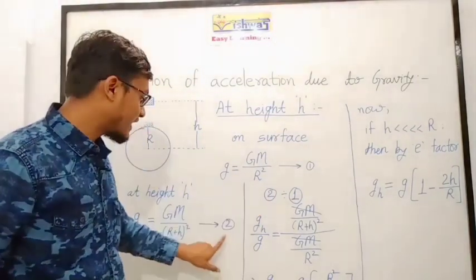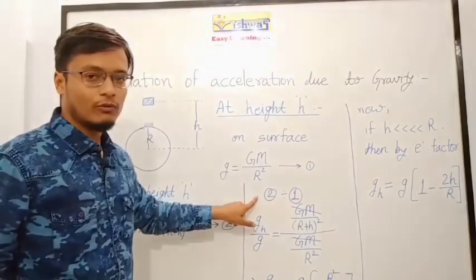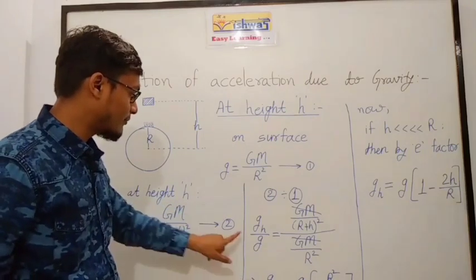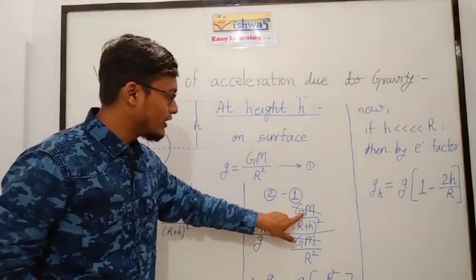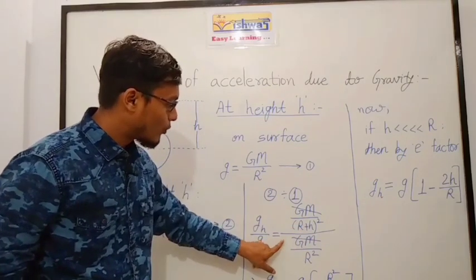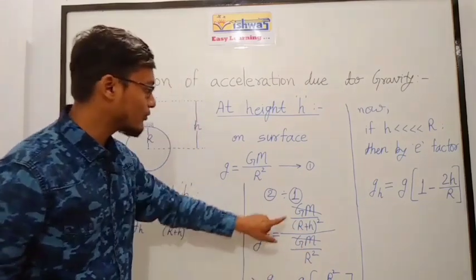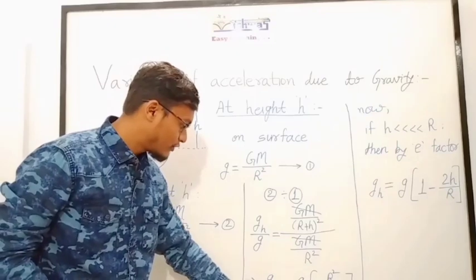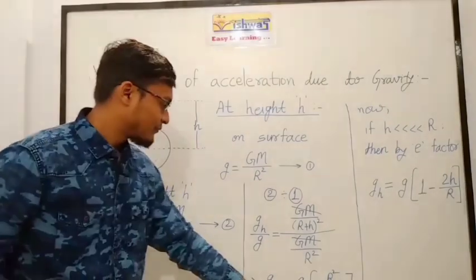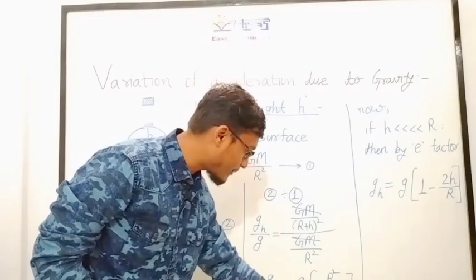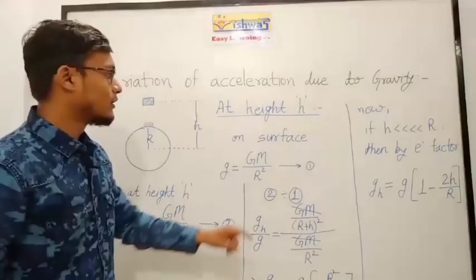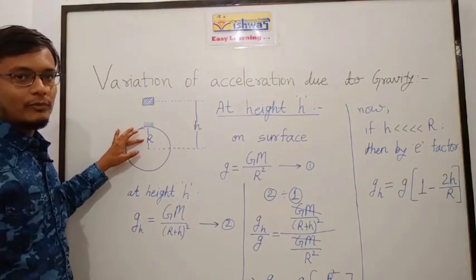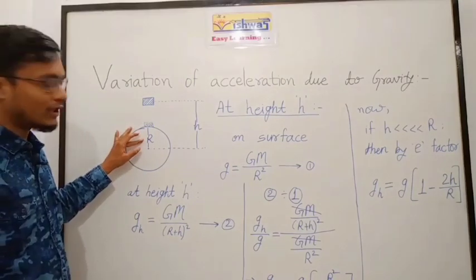Now we will divide the second expression by the first expression. So what we will get: gh by g is equal to GM by (r plus h) whole square, whole divided by GM by r square. Now GM will get cancelled. So in the next step we will get gh is equal to g multiplied by r square divided by (r plus h) whole square. Now our object is at height h and r is the radius of the earth.